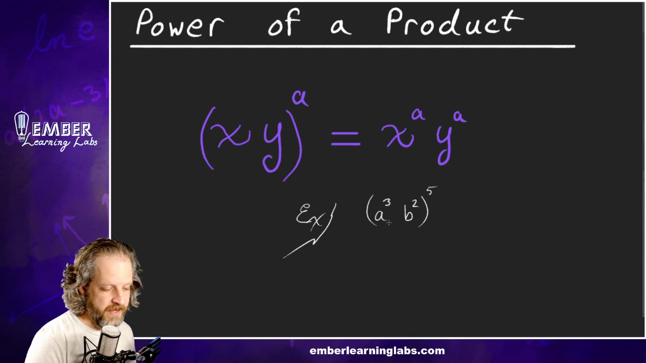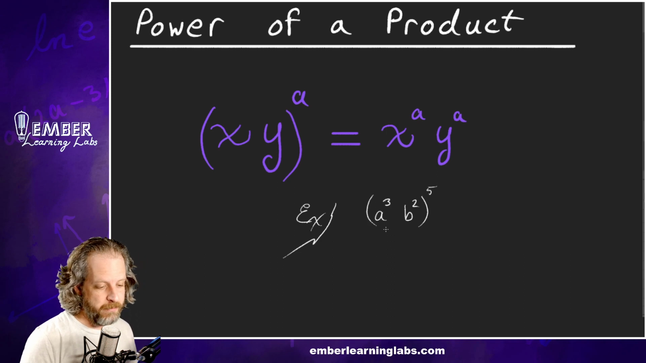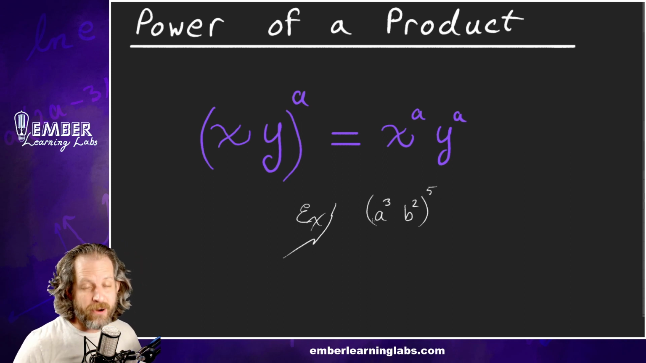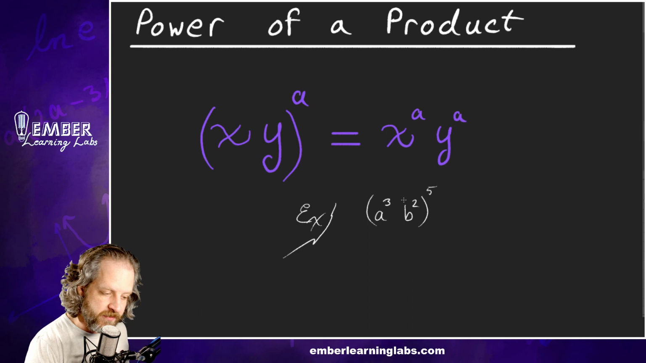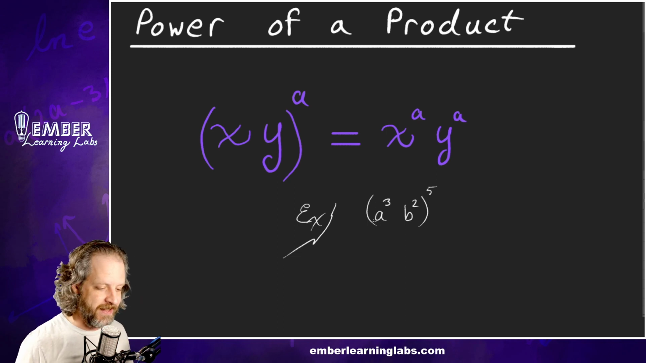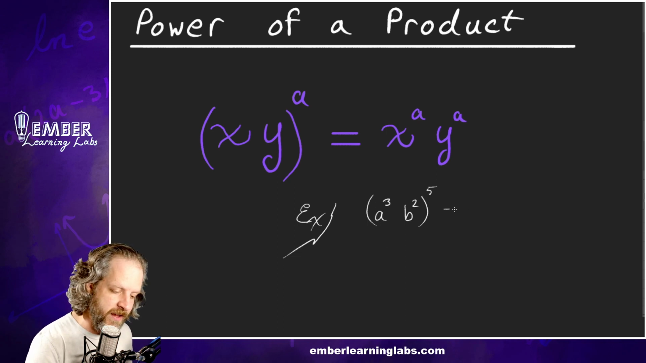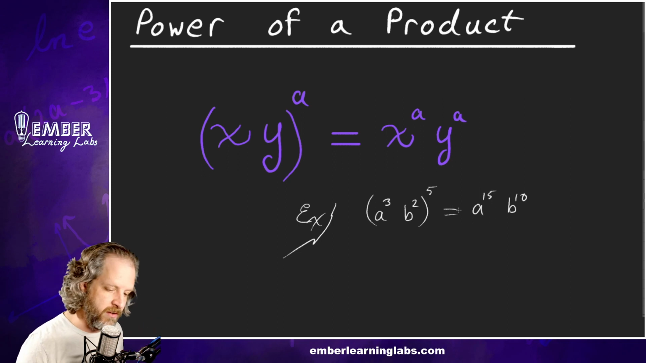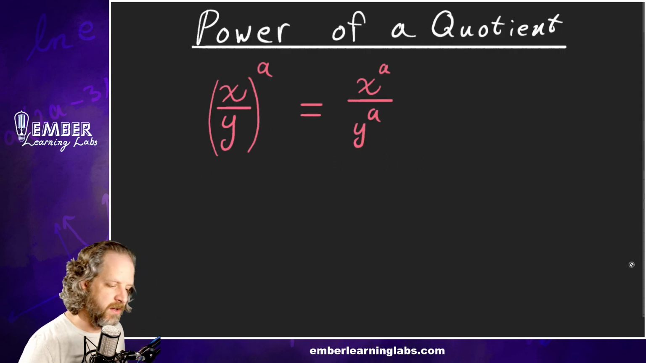So now we've got kind of doubled up. We've got a power to a power, and then we've got this power of a product as well, right? So we're going to distribute that, but since we have a power to a power, what are you going to do with these numbers? You're going to go back to that last slide, and you're going to multiply them, right? So this is going to end up being a to the 15th, b to the 10th, because 3 times 5 is 15, 2 times 5 is 10. Blammo.